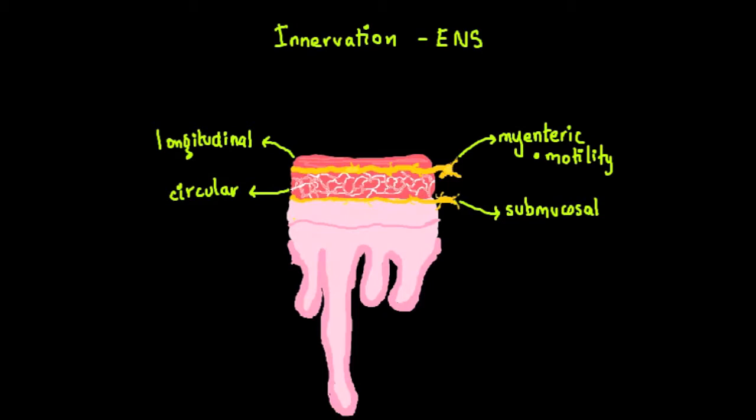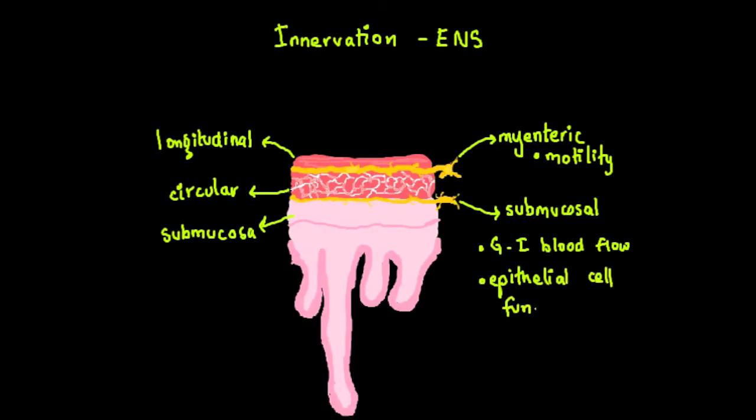The submucosal plexus is buried within the submucosa. Its primary purpose is to sense the environment within the lumen, allowing it to regulate gastrointestinal blood flow and control epithelial cell function.